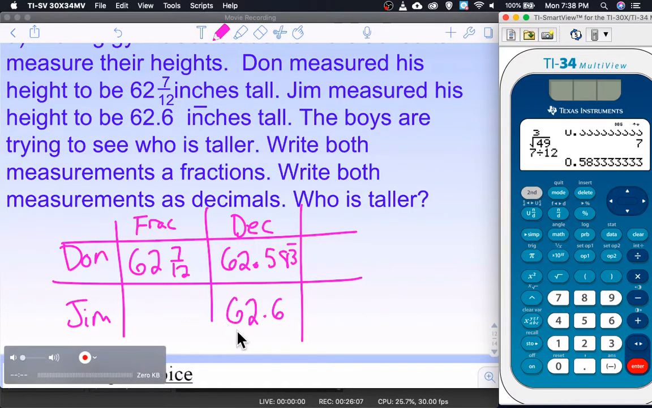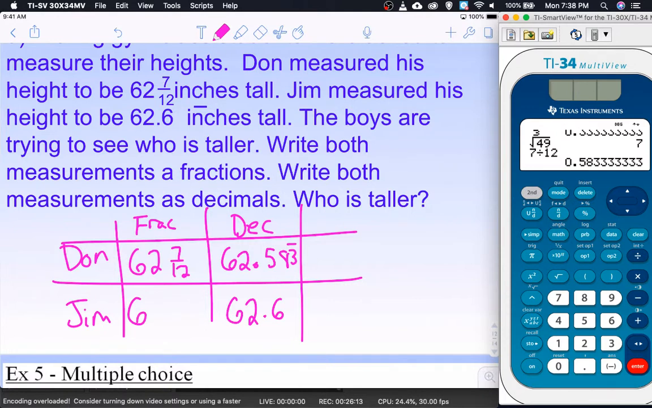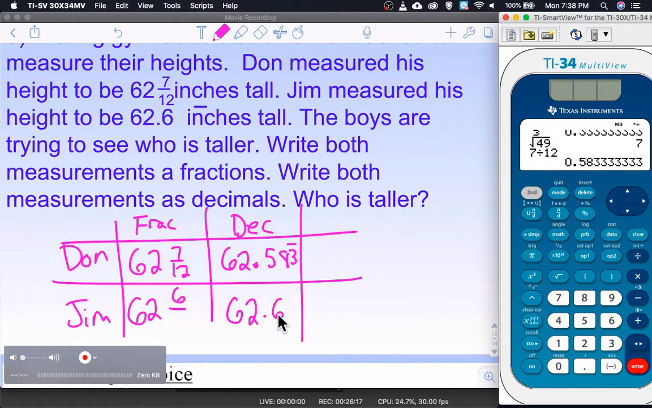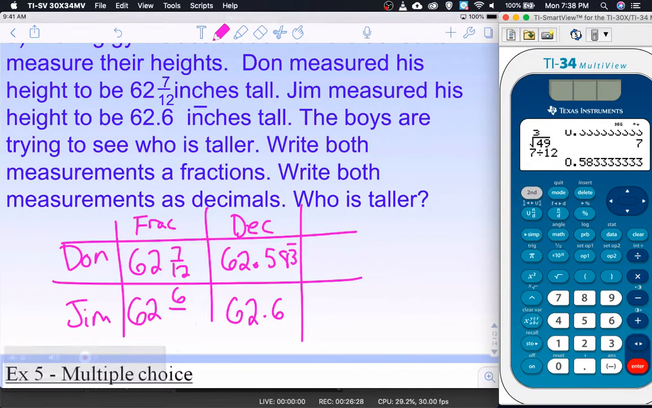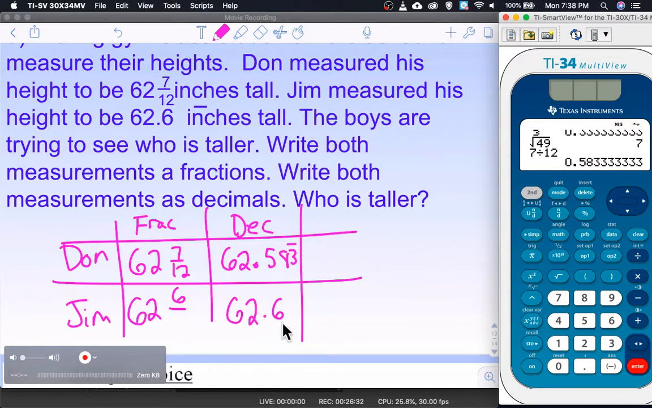Okay, Jim, this is Jim's measurement as a decimal. To change that into a fraction, I know it's going to be 62 and 6 over something, because that's my numerator. The stuff after the decimal is the numerator. So I have to decide down here, what number do I put? Do I need a 10, a 9, something else? Well, it's going to be a 10, because this is a terminating decimal. We need a 10 down here.